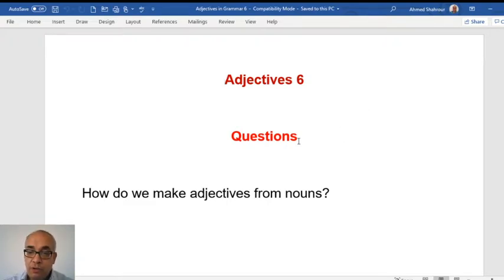I have one question for you. No need for S. Usually I have more than a question, that's why I put questions. I have one question for you, which is how do we make adjectives from nouns? So you have a noun, which is the name of something. How do you make an adjective from this noun?